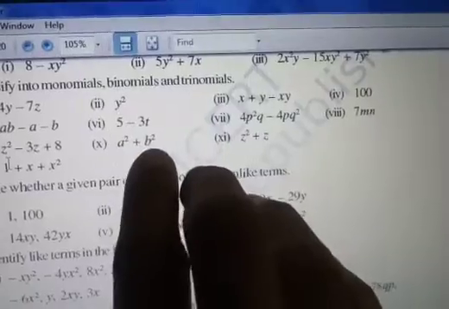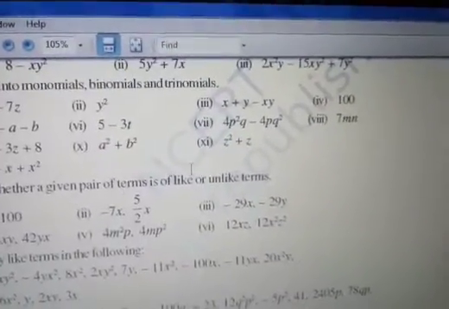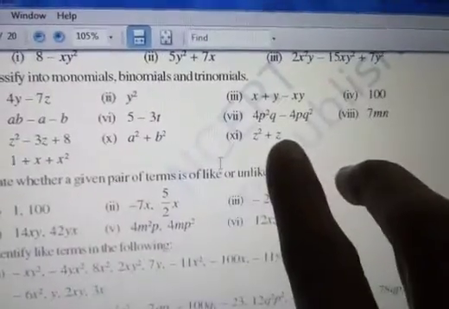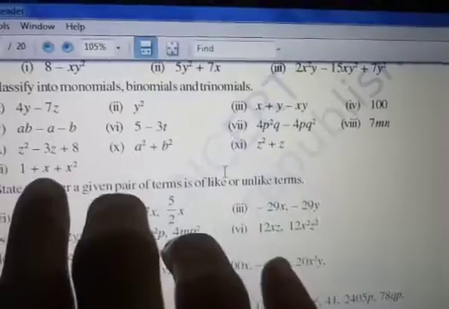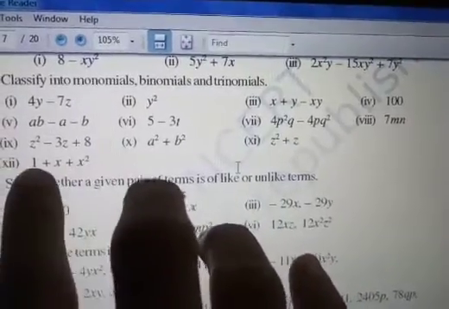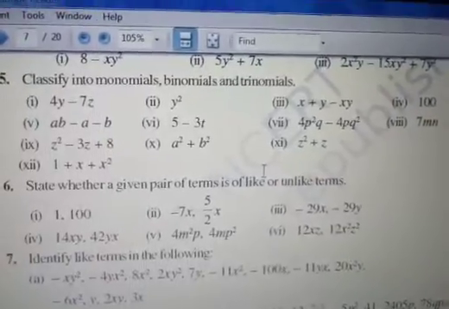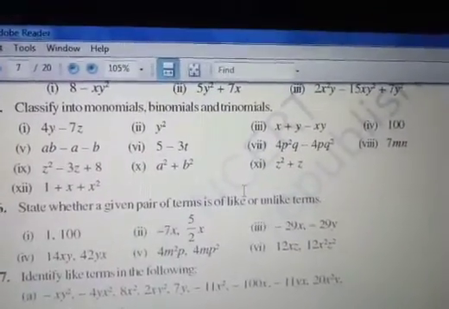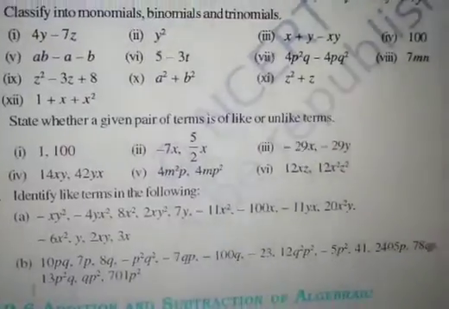a square plus b square, two terms are there. So it is binomial. z square plus z has two terms, so it is binomial. 1 plus x square, it has two terms, so it is binomial. Okay. So just note down the answers of this using a pencil. Okay. This is your sixth problem. Okay.